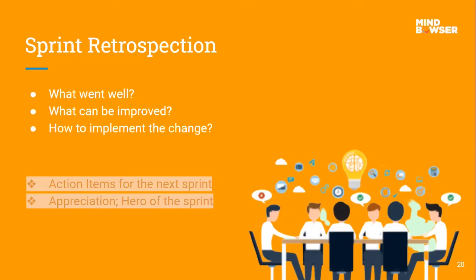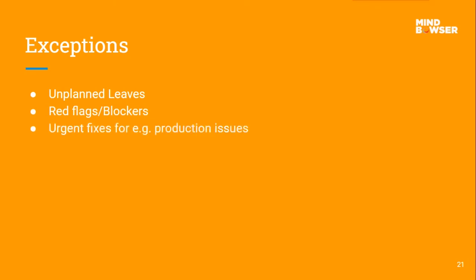So I'm done with all the Scrum things we've been using, what events it has, and how we've been following them. But there could be some exception scenarios. For example, how do you manage unplanned leaves, if some team member is not available for work? And if we have identified red flags or blockers, how do we manage the running sprint? Or if there are urgent fixes, for example, you already have an app in production and a very emergency situation comes up for a production fix, how do we tackle all this?